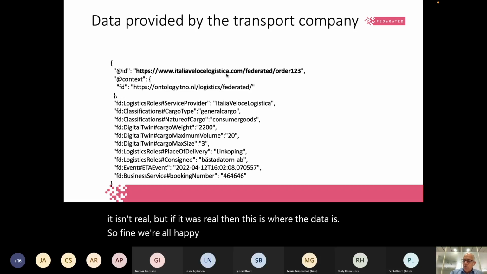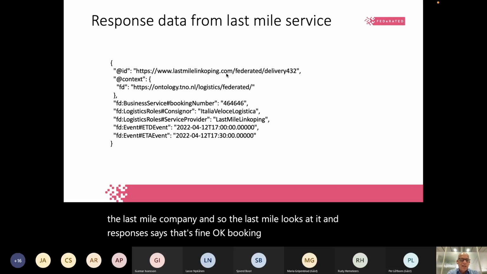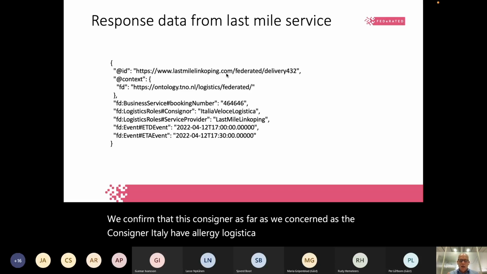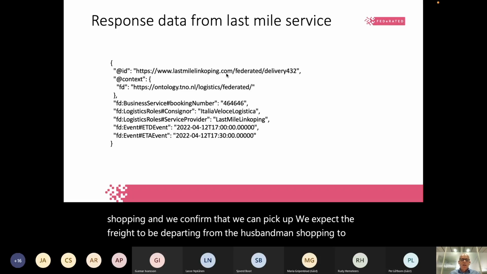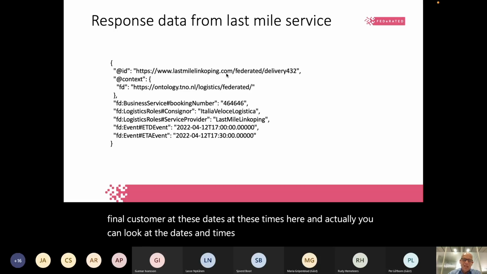Transport company has sent this data to the last mile company. And so the last mile looks at it and responds and says, that's fine, okay. Booking number 464646. We confirm that, as far as we're concerned, the consignor is Italia Veloce Logistica. We ourselves are last mile Linköping, and we confirm that we can pick up. We expect the freight to be departing from the hub in Linköping to the final customer at these dates, at these times here. And actually, you can look at the dates and times as they kind of make sense, right?